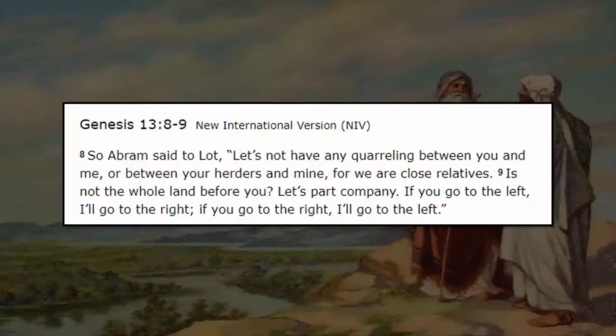In Genesis 13:8-9, it says, so Abraham said to Lot, let's not have any quarreling between you and me, or between your herders and mine, for we are close relatives. Is it not the whole land before you? Let's part company. If you go to the left, I'll go to the right. If you go to the right, I'll go to the left. So Abraham gives Lot open game here. He says, you can choose whatever part of the land that you'd like.